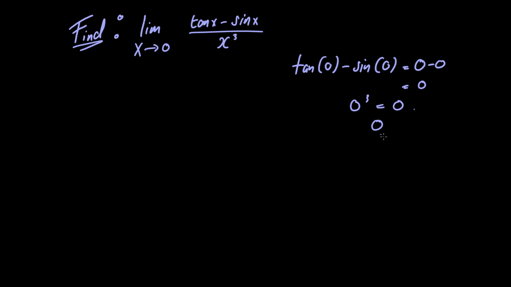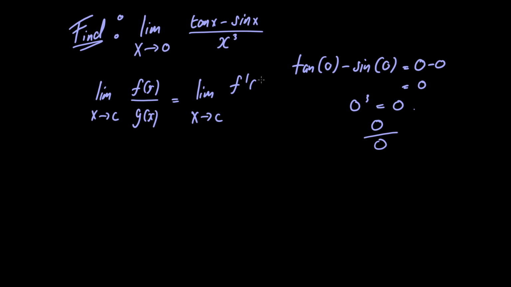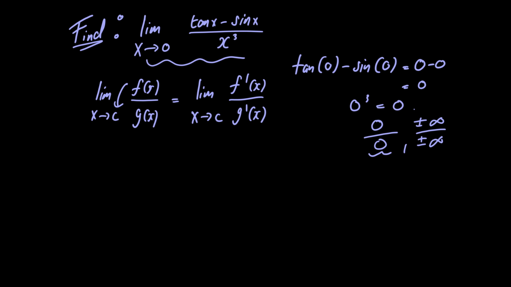So we have a limit of the form 0 over 0, and in order to evaluate it, we're going to use something called L'Hopital's rule. L'Hopital's rule basically says that if you have a limit as x approaches some value c of a function f of x divided by another function g of x, then this limit is equal to the limit as x approaches c of the derivative of f of x divided by the derivative of g of x, given that f and g are both differentiable at c and that they're of indeterminate form 0 over 0 or plus or minus infinity over plus or minus infinity. That criteria is satisfied for our problem right here, so we can apply L'Hopital's rule to it.